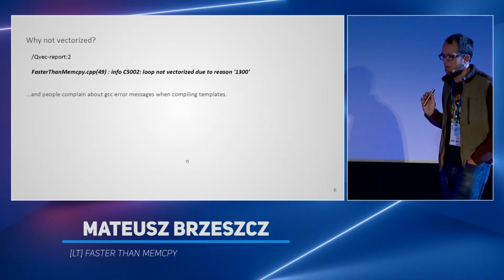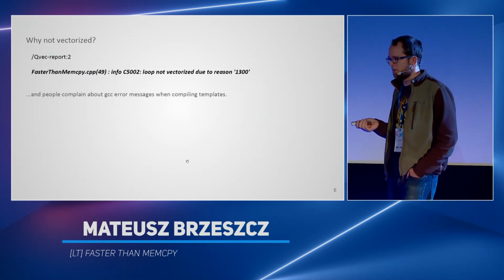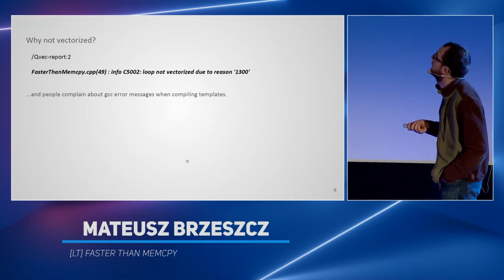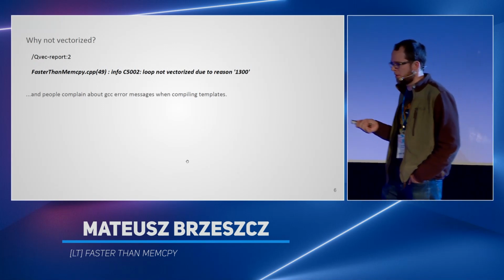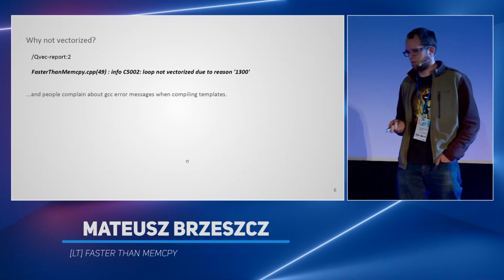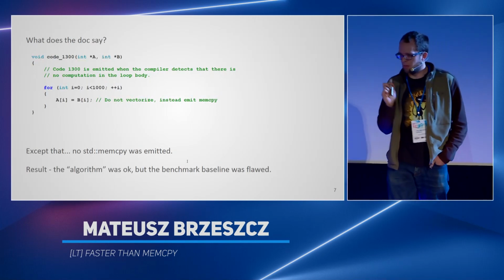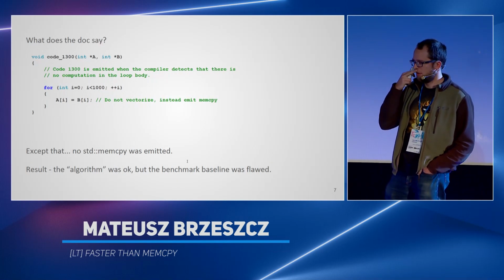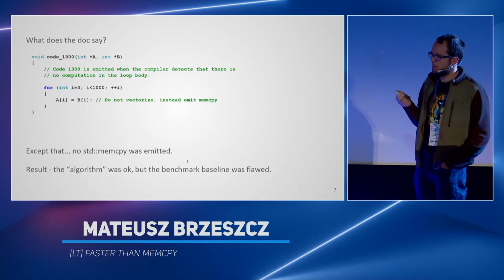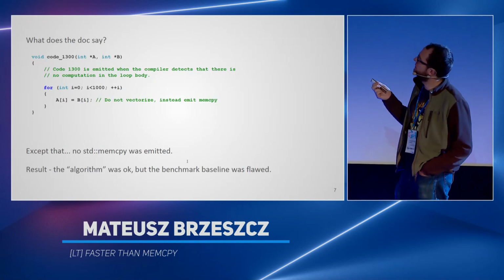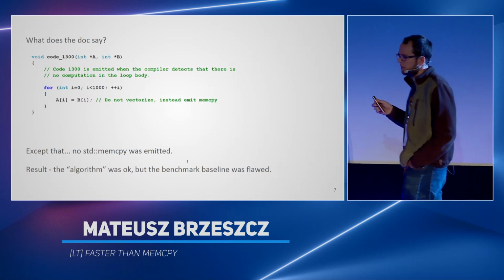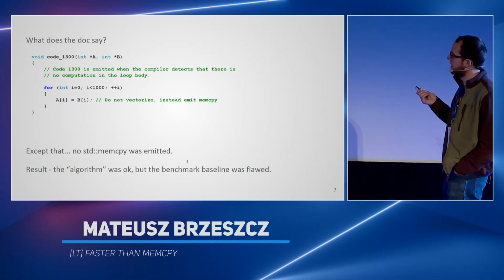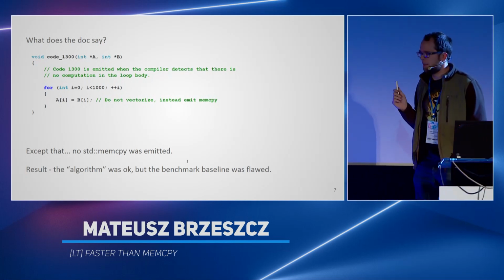Let's see what happened. This was tested on the Microsoft Visual Compiler. It has a nice reporting feature, so it reports what gets vectorized and what's not. So we are told that the loop is not vectorized due to some reason. And when we check the documentation, that reason is that this code is too simple, so there will be no vectorization, and instead we expect memcpy to be emitted, except that no memcpy was emitted here in this code. And what's the result? The result is that the algorithm, so-called algorithm, was okay, and the benchmark baseline was flawed.